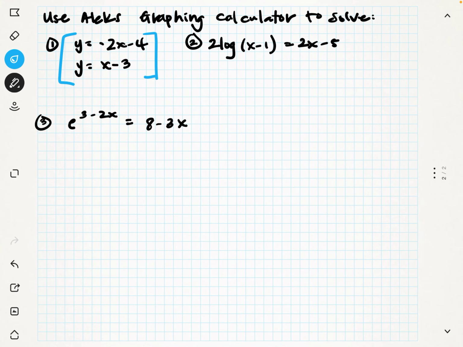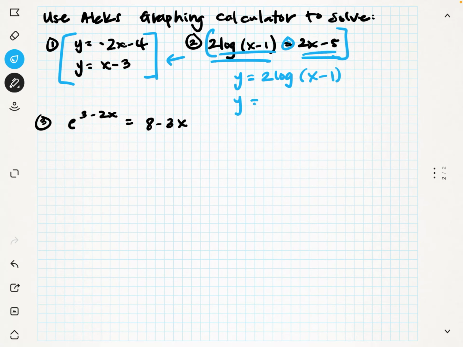These other two are in here. They're the exact same idea, but they're in a different form. So notice that we have this expression is equal to this expression, right? There's an equal sign in the middle. So they're in a different form as the first one we did, but we're going to treat them as if they're two separate ones because we can do that with the system. So you could say y equals 2 log x minus 1, and then y equals the other side of it, 2x minus 5. Right, so each side is a separate equation.